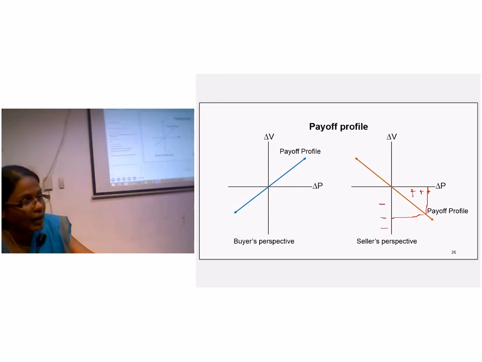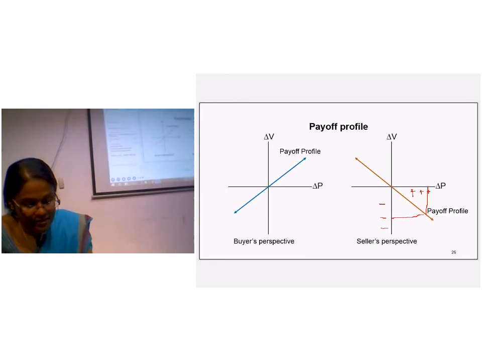Why? If there is no forward contract, the seller could sell this product at a higher price. But because of this forward contract, the seller has to sell at the agreed price, which is lesser than the market price. But if market prices are decreasing, we are on the negative side of the prices, then the firm value is on the positive side.